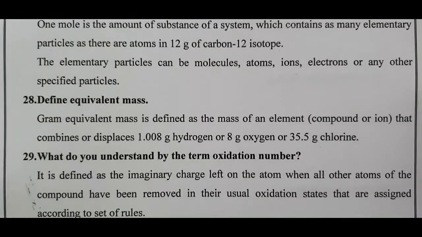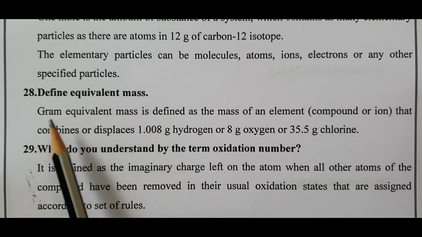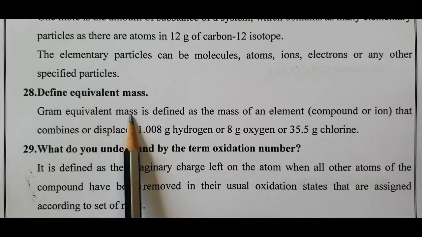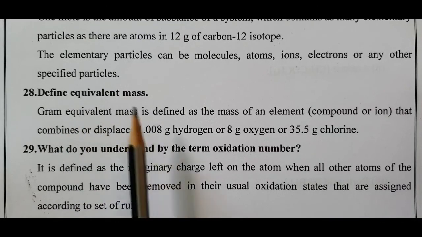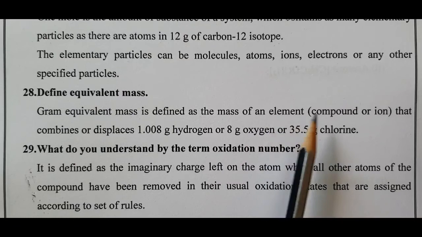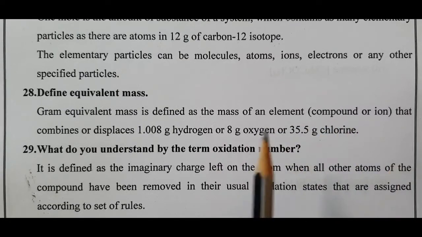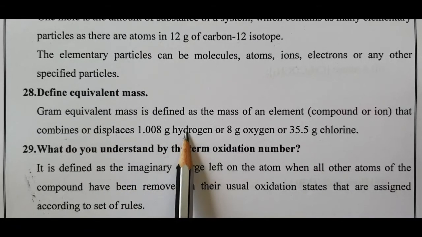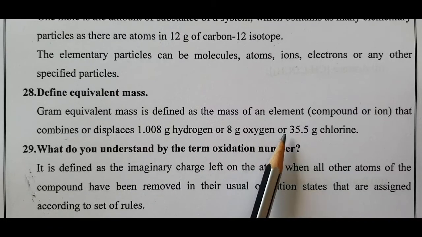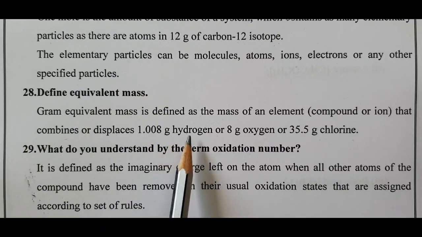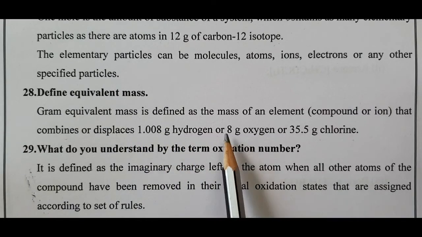Question number 28, define equivalent mass. If the equivalent mass is expressed in gram, it is called gram equivalent mass. Generally, there is no unit for equivalent mass. Gram equivalent mass is defined as the mass of an element or compound or ion that combines or displaces 1.008 gram of hydrogen or 8 gram of oxygen or 35.5 gram of chlorine. These are the equivalent mass of hydrogen, oxygen and chlorine.